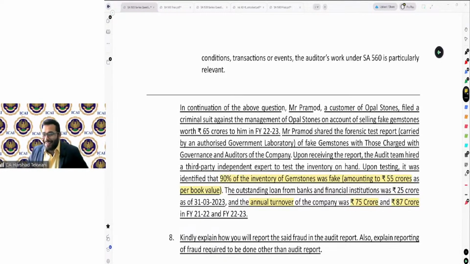Come on, guys, where will you report and how will you report in an audit report? I know I will report in the audit report that I will issue. I will disclose this matter in the audit report. But how? That is very important. Number two, other than the audit report, where will I report this issue?